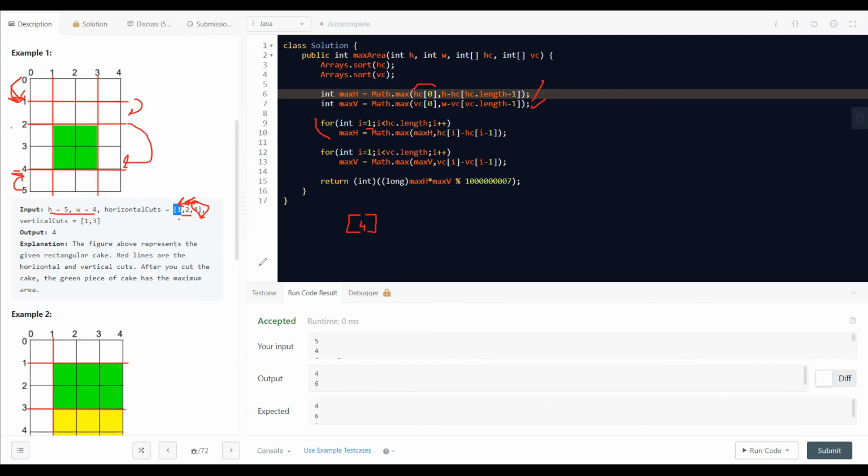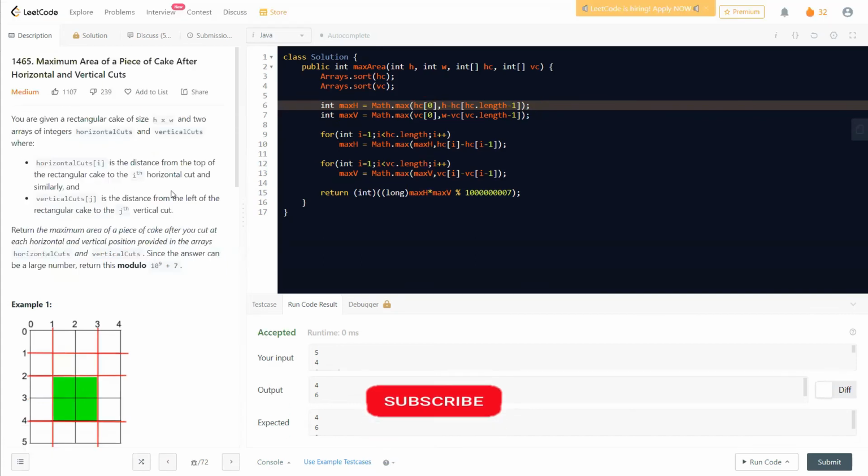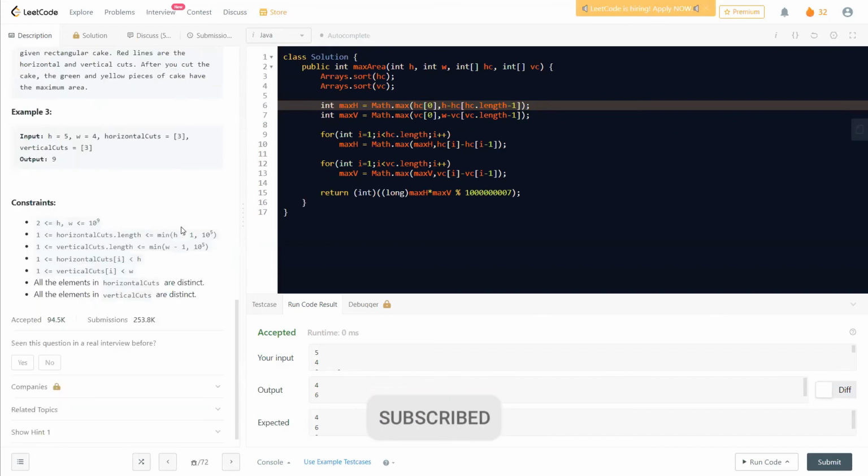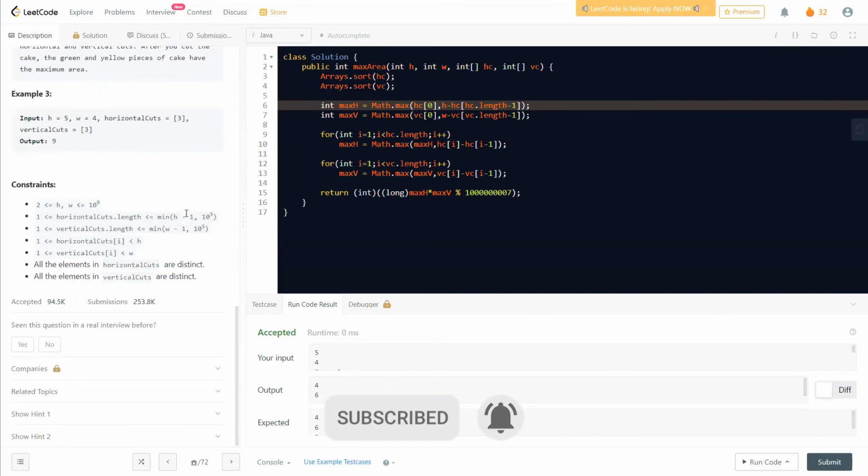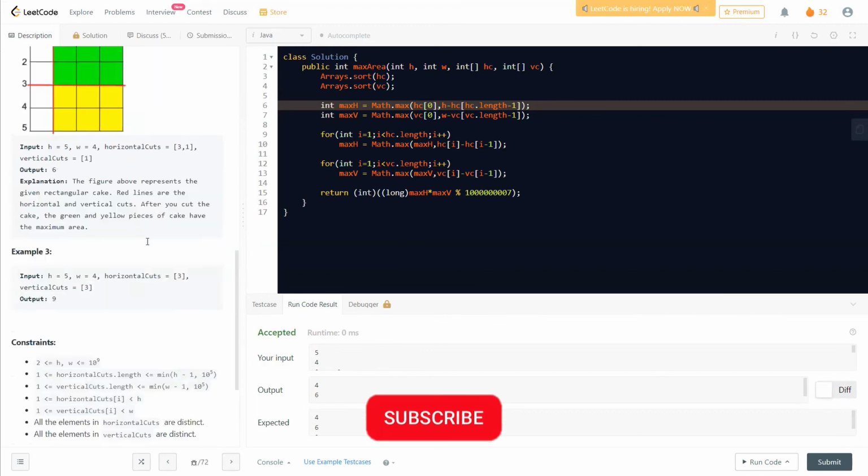So that's the basic idea behind this, and ultimately you can see the solution works for us pretty well. So that's more or less the question over here. I hope I could make you understand how we can go ahead with solving a question like this, and find a solution to it.